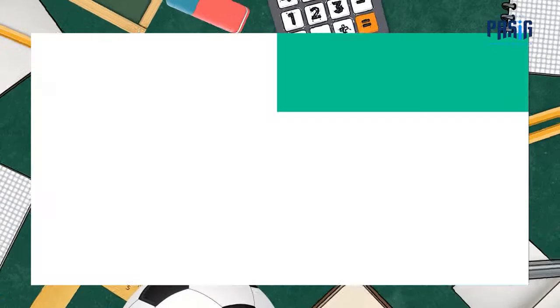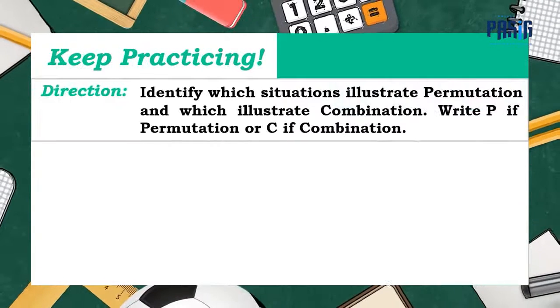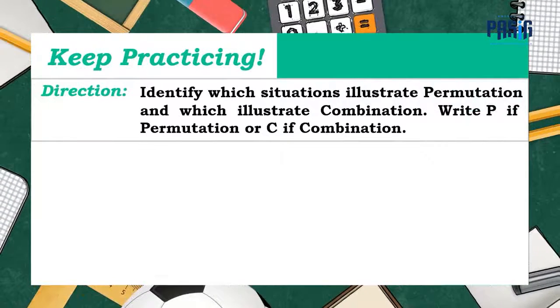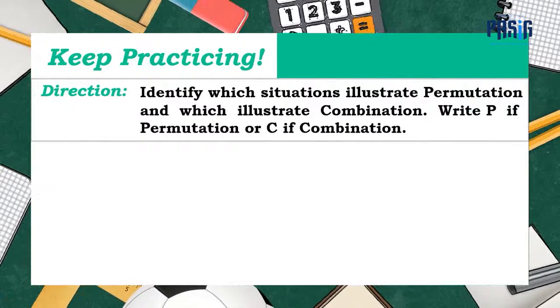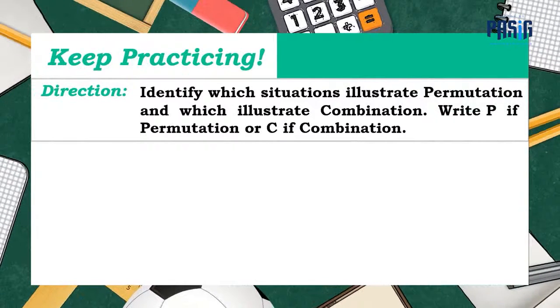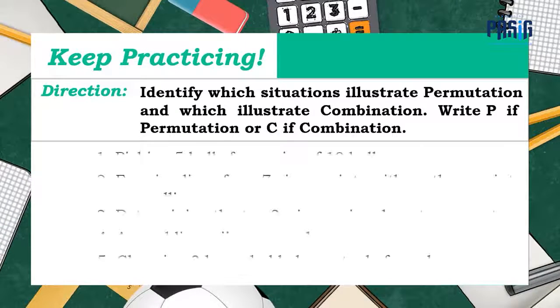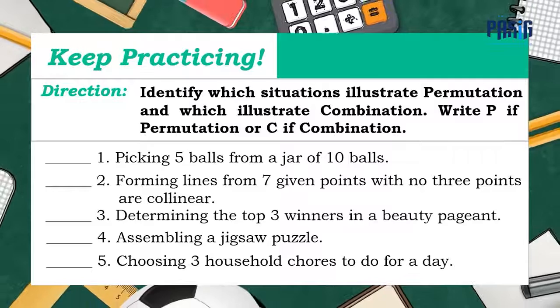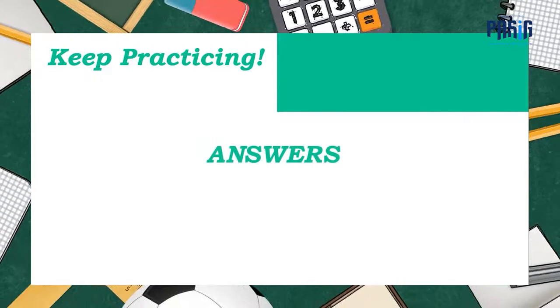Activity number 2. Keep practicing. Direction. Identify which situation illustrates permutation and which illustrates combination. Write P if permutation or C if combination. Now check your answer.